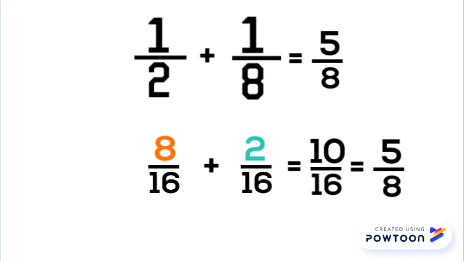So remember, when adding fractions with unlike denominators, first find your common denominators by finding the least common multiple, and then making sure you multiply the numerator by whatever you multiplied your denominator by.